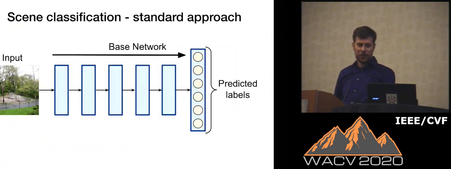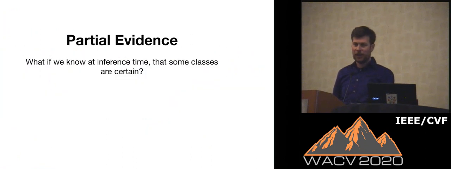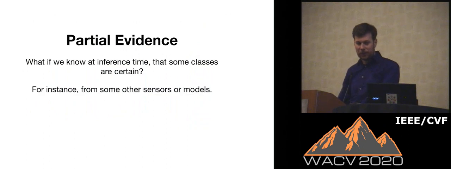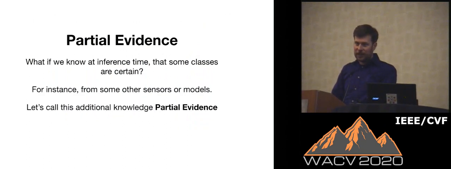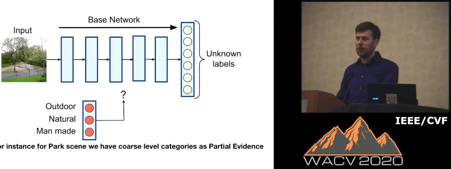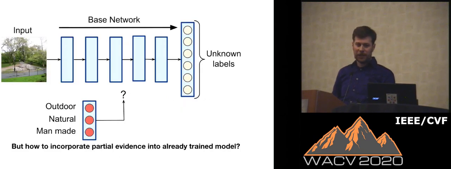In scene classification, usually we have a pipeline where we have a CNN with an image as an input and the predicted labels as an output. But what if we have some additional information from some sensor? For instance, we know that the scene is indoor or outdoor, and we can call this additional information a partial evidence. Now there is a question of how we can plug this information into an already trained network.